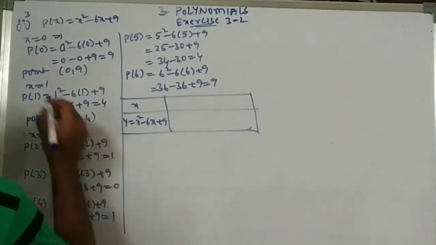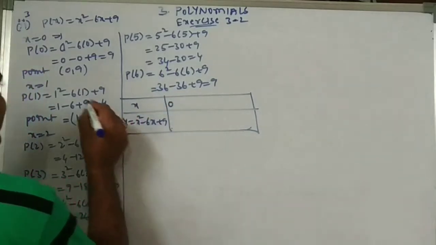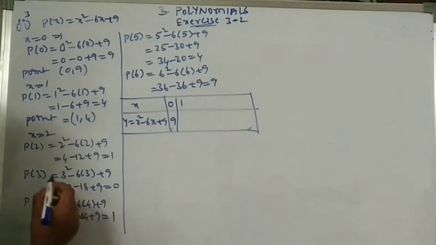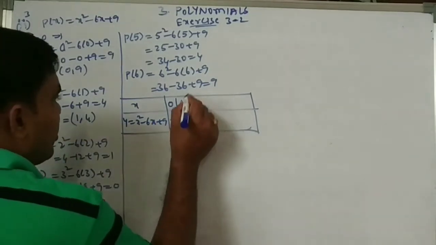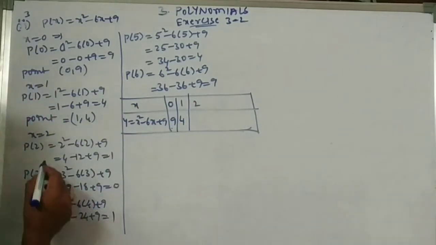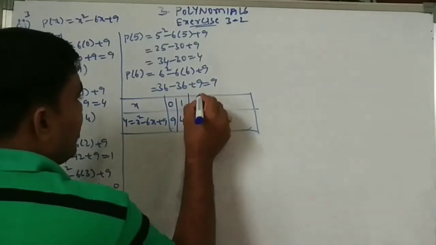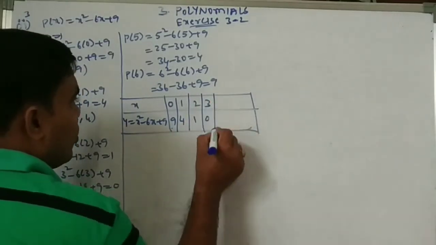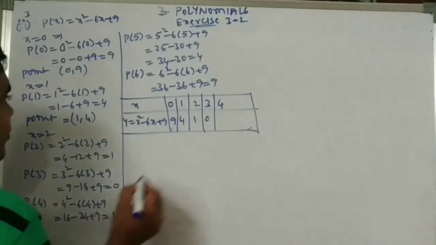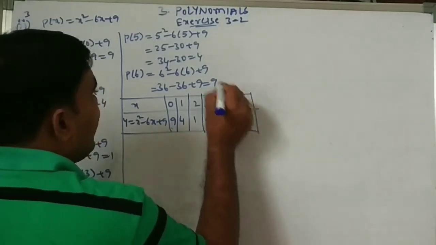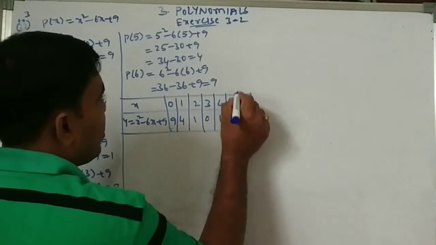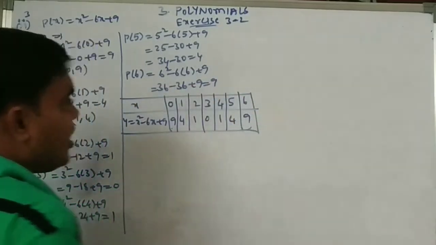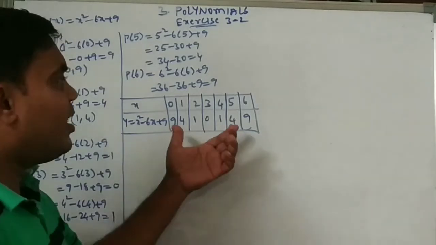First 0. If we are substituting 0, what will we get? 9. If we substitute 1, we got 4. If we substitute 2, we will get 1. If we substitute 3, we got 0. If we substitute 4, we got 1. If we substitute 5, we got 4. If we substitute 6, we get 9. So this is the table.